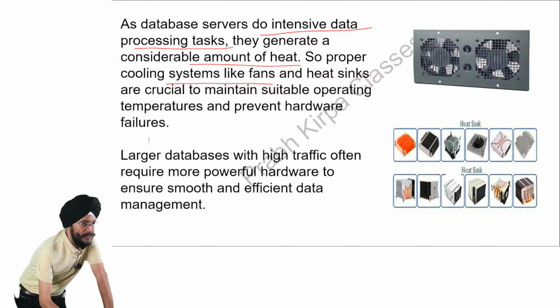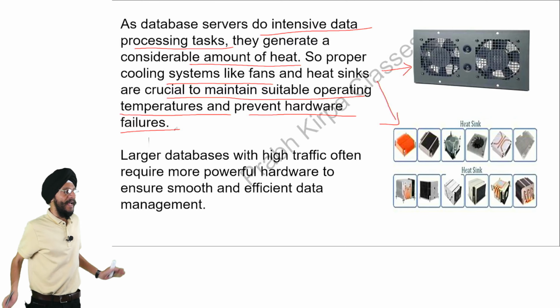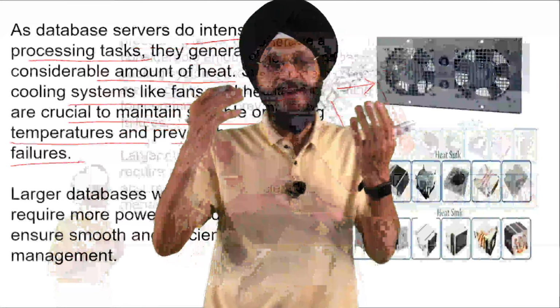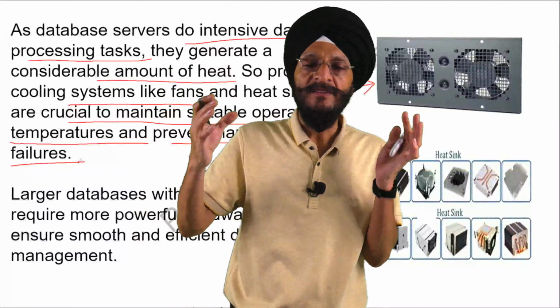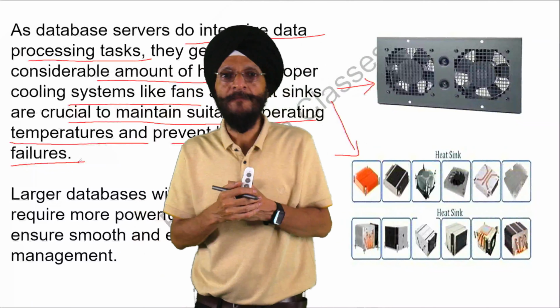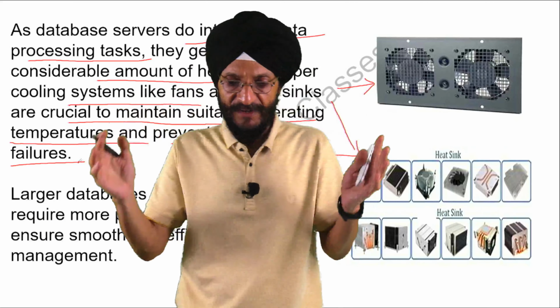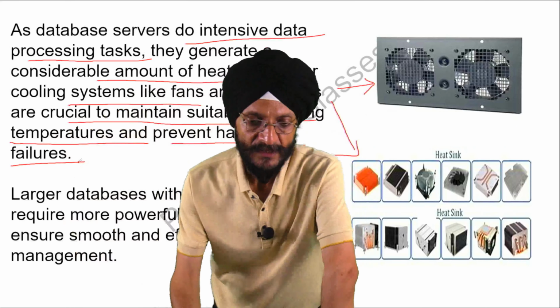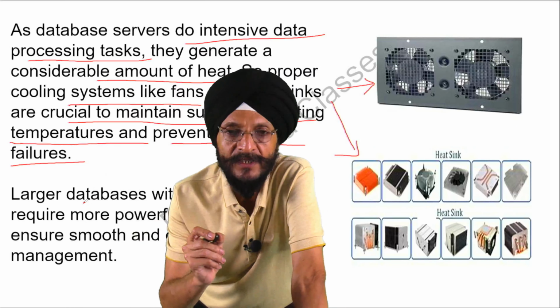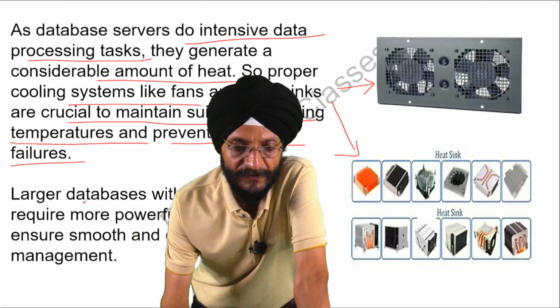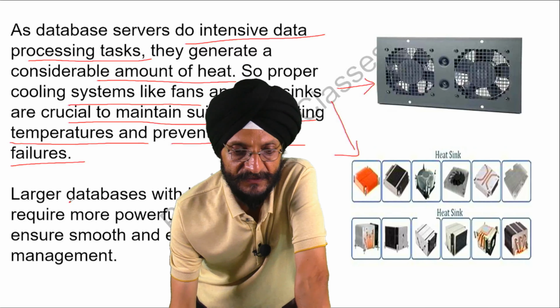So a proper cooling system like fans and heat sinks is crucial to maintain suitable operating temperatures and prevent hardware failure. If any system overheats, it fails. So we prevent the system from overheating. The database servers have fans and heat sinks which form part of the hardware of the database server.